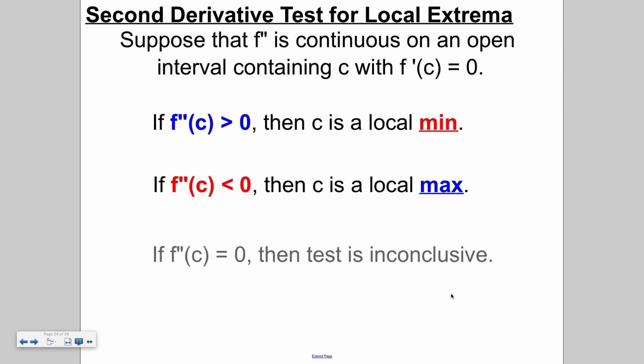And then finally, when the second derivative of C is equal to 0, that tells us absolutely nothing about our local extrema, so therefore you'd have to use some other form to figure that out, such as our table or such as the graph.